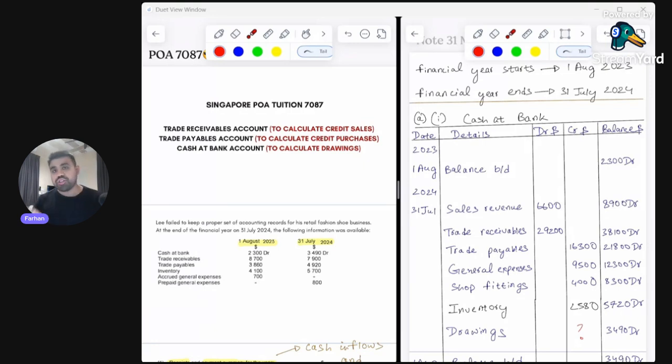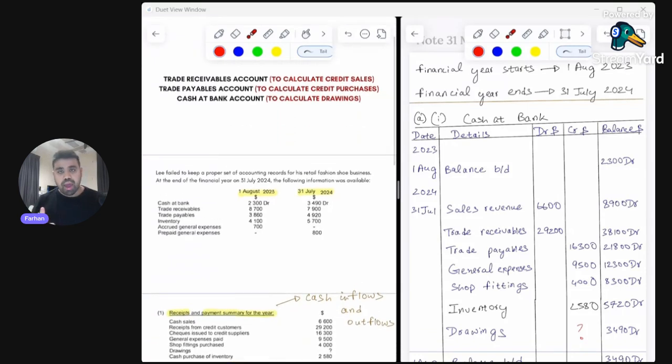Today, our practice question requires you to prepare three ledger accounts. The ledger accounts for cash at bank, trade receivables, and trade payables. We will prepare these ledger accounts to find out the missing items for credit sales revenue, credit purchases, and also the cash drawings. You can see the question on the left hand side of your screen, and on the right hand side we have all the workings which I'll go through and explain to you step by step. What I need you to do now is focus and follow through for an excellent understanding. With that being said, let's begin.